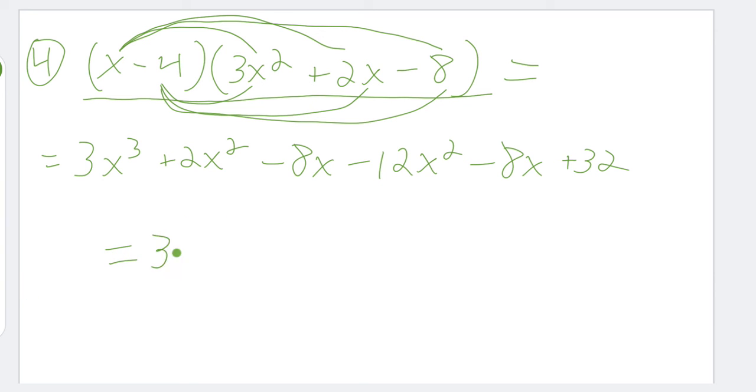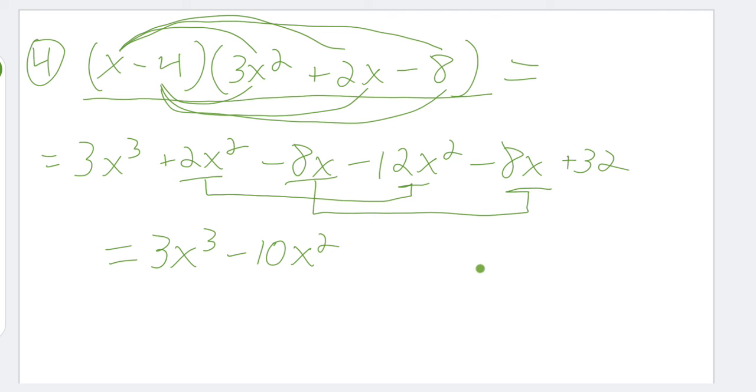Combine your like terms. You only have the 1x cubed term, so we're going to have 3x cubed. But then I got a 2x squared and a minus 12x squared. You got a minus 8x. We got another minus 8x there, so that works out nice. Minus 16x, and then don't forget about the constant. There's no other constants there, so you just got the plus 32 on the end. So pretty identical process, just a little bit longer problem. Binomial times a trinomial, 2 terms times 3 terms. I ended up with 6 terms.